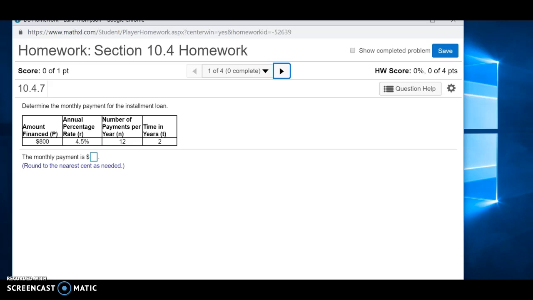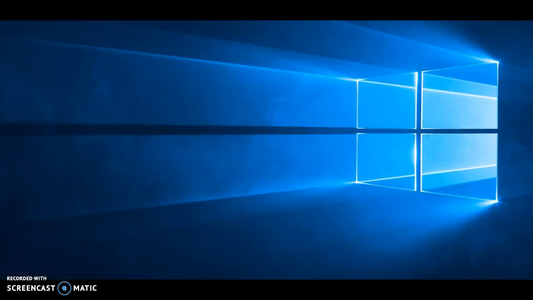This question asks us to determine the monthly payment, and it gives us the amount financed, the annual percentage rate, the number of payments in the year, and the time in years. So we have to use the monthly payment or installment payment formula, and I'm going to switch to the whiteboard so that I'm able to write the formula.